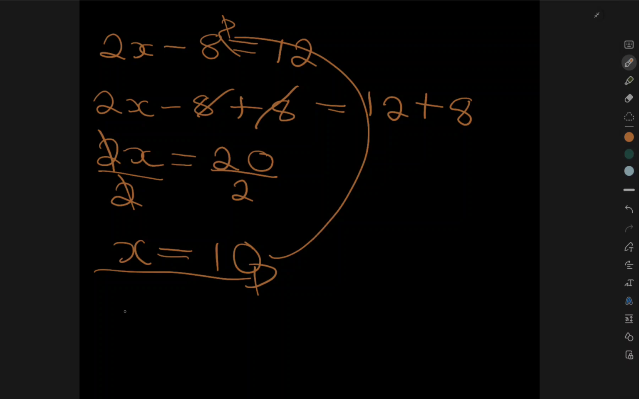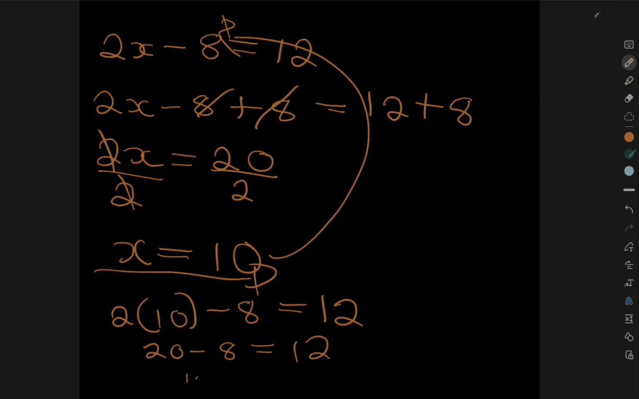So for us, we'll say 2 multiplied by 10. So we're going to replace x by 10, minus 8 has to be equal to 12, right? And we know that 2 times 10 is 20, and 20 minus 8 is equal to 12. So 12 is equal to 12, and the equation balances. So that's one way to validate if your answer is correct or not.